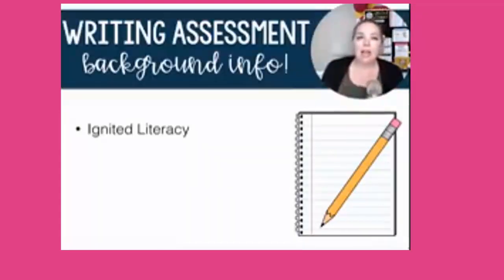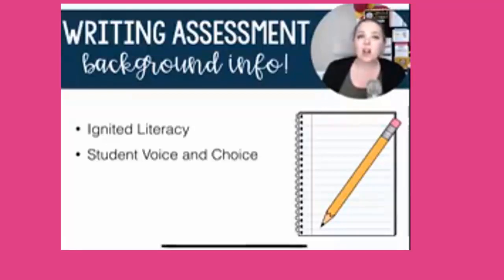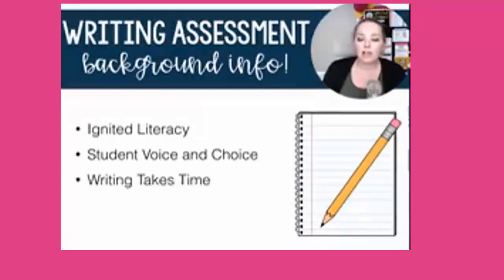So a little bit of background. I am using my Ignited Literacy program in my classroom. Now this is a cyclical approach to comprehensive literacy, which means that my students are developing a lot of student voice and choice, and they are choosing every week or so, or every month, what it is that they're writing about. It also means that writing is going to take much more time than perhaps more traditional 6-week rounds of units, because students are going to slowly develop the writing skills over a much longer period of time. But what I have found is they actually develop a much stronger sense of who they are as a writer, as well as deepen their actual skills as a writer.